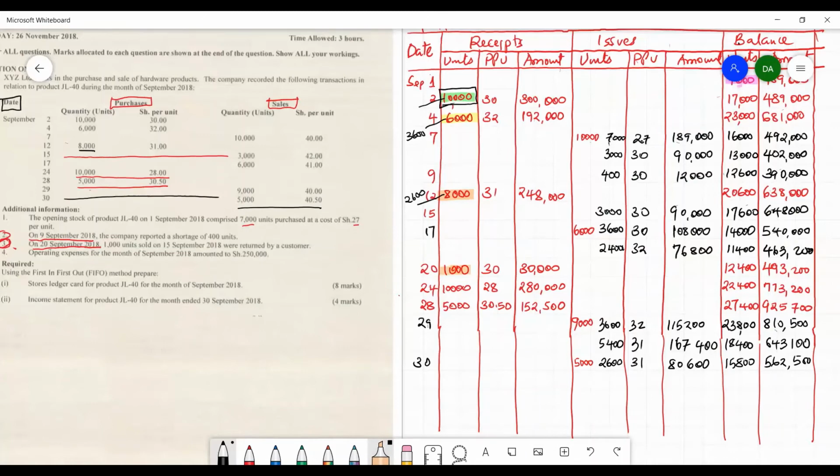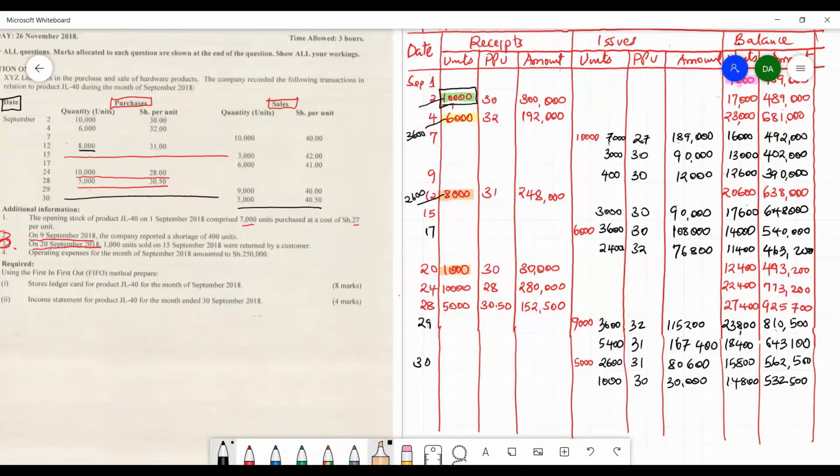Issue 1,000 units at 30 each, so that we're going to have 30,000. Subtract, so that we have 14,800 at this point. And here we have 532,500. Until now, we have issued 3,600.